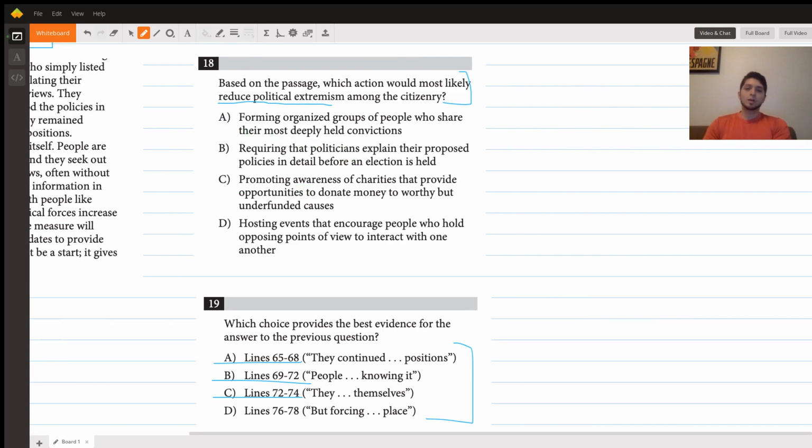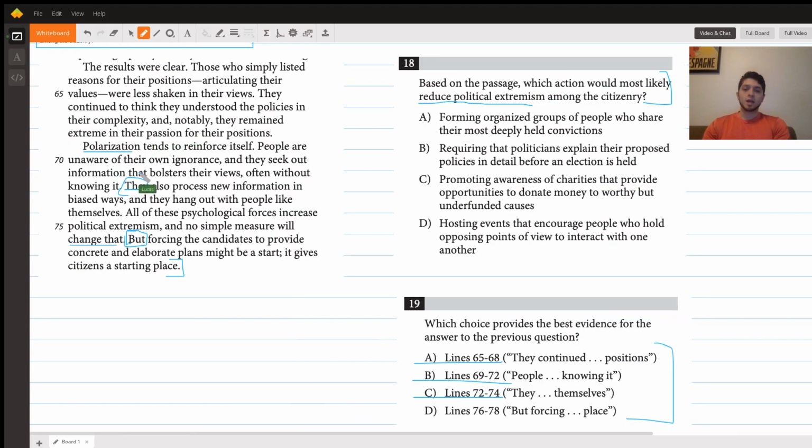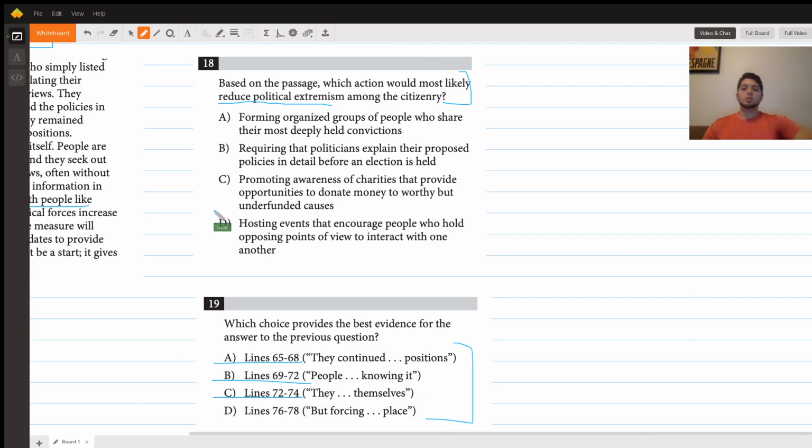A says that forming organized groups of people who share the most deeply held convictions could reduce political extremism. This is not anything that the text mentions. The text doesn't talk at all about how forming an organized group of people who share a conviction is likely to reduce political extremism. And this really doesn't make sense, because the passage actually suggests the opposite. It suggests that when you hang out with people like yourself, that increases polarization or political extremism. It doesn't reduce it. It would be like saying that if you're a Republican, the way to become less extreme is to hang out with big groups of Republicans.